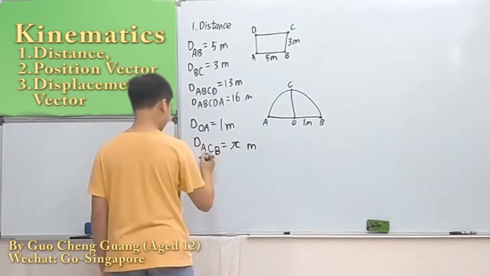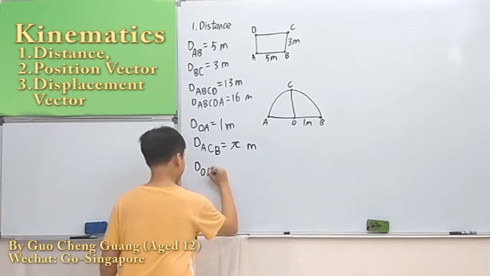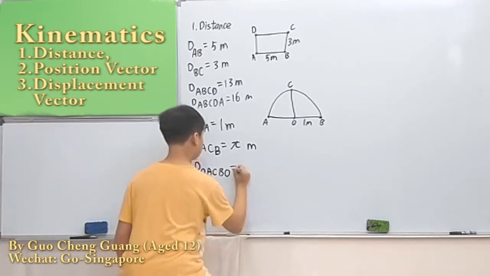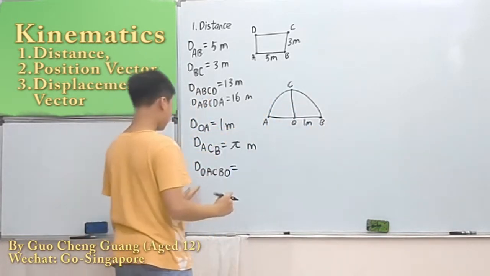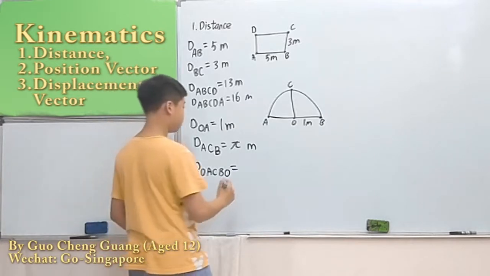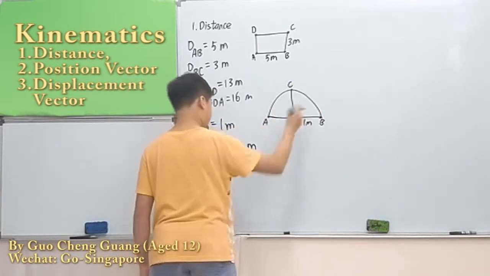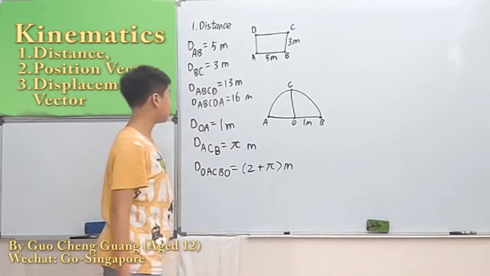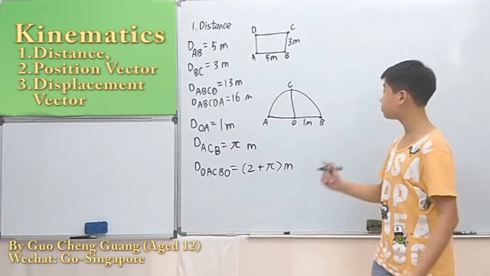Then how about one whole round again? They can start from O to A, then C, B, O. They can go this way or even the other way. For this path, there will be 2, then here will be the pi, so 2 plus pi meters. So we have this part. This is for our distance.